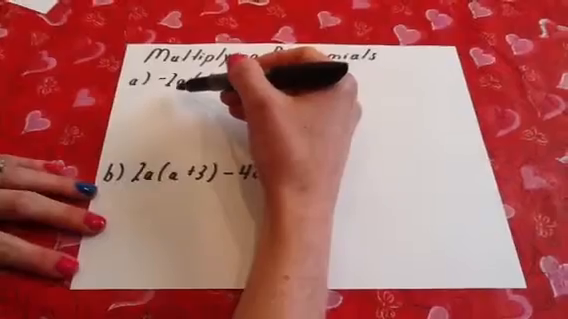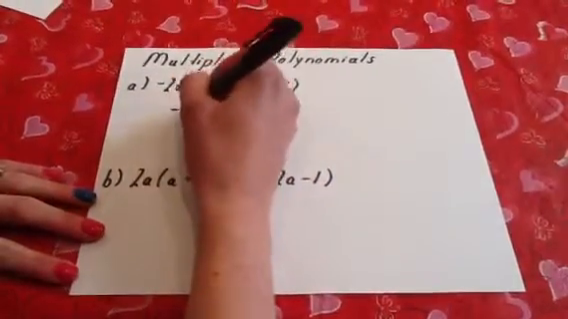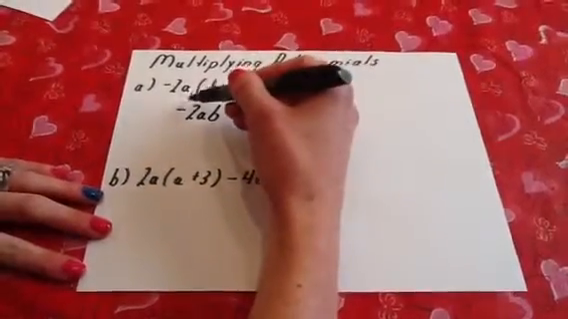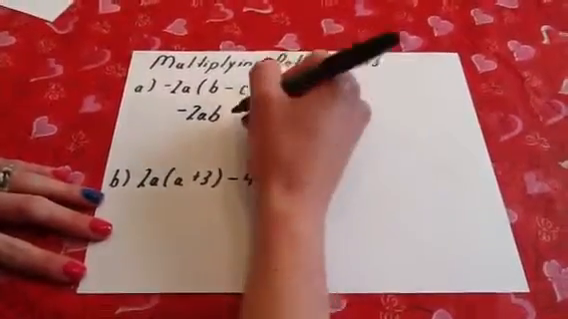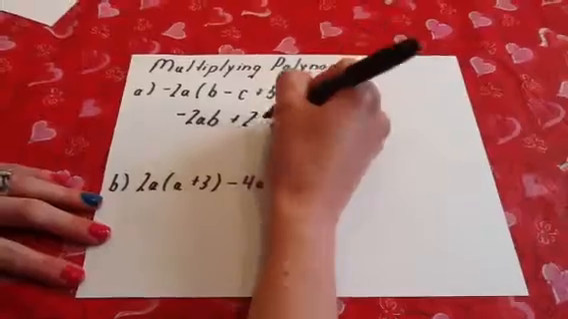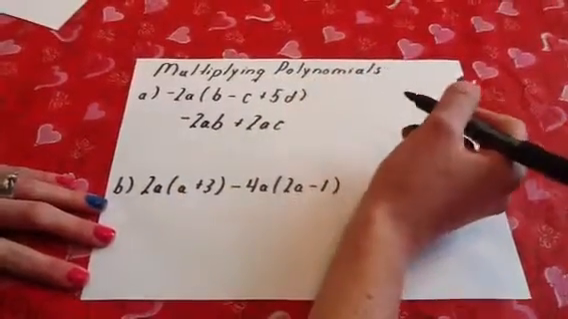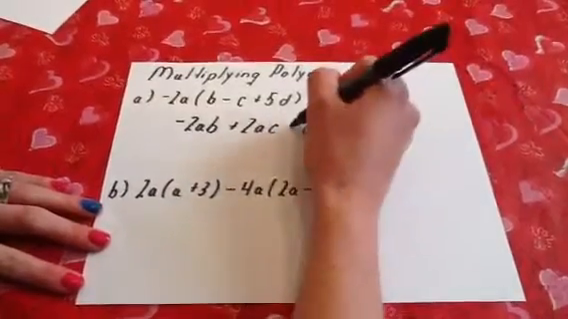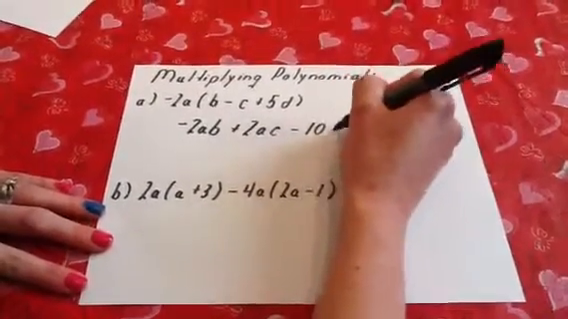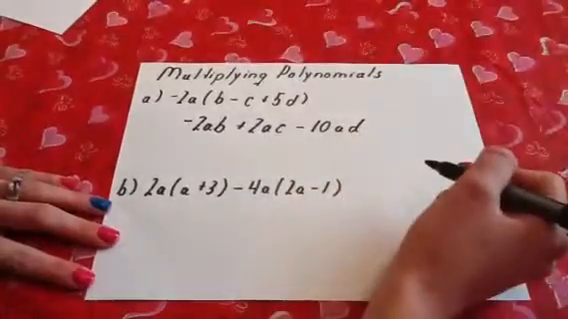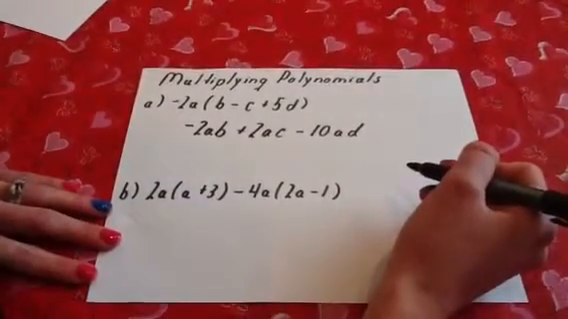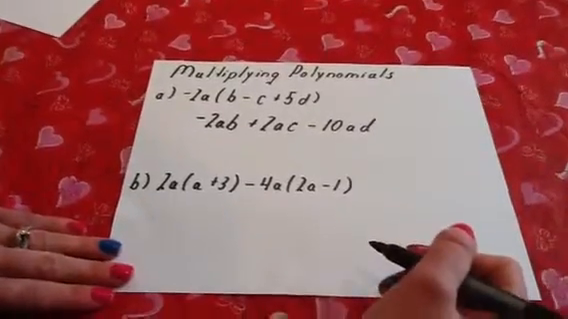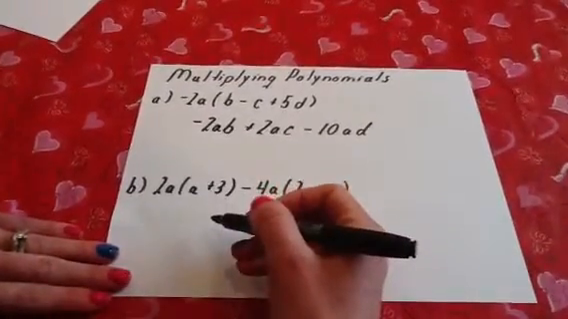So negative 2a times b is negative 2ab. Negative 2a times negative c becomes plus 2ac. And then the last term is negative 2a times 5d becomes negative 10ad. And then we check if we have any like terms, and since we don't, that's as far as we can go.